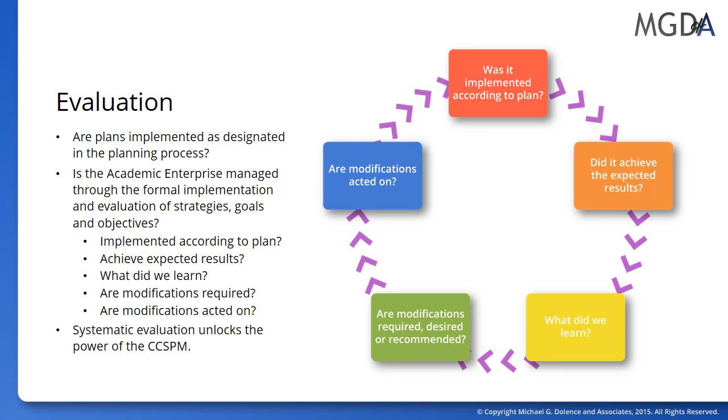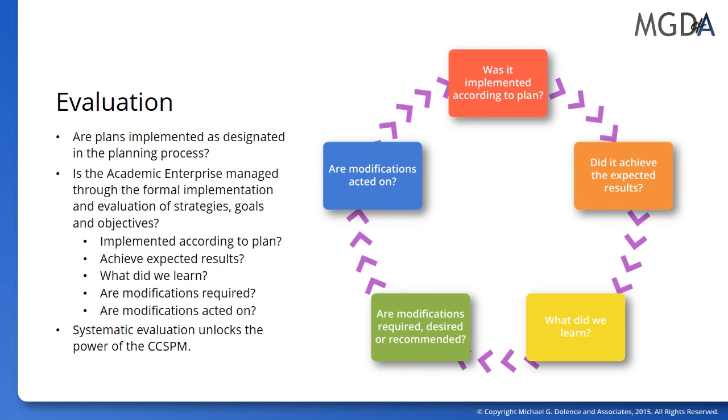Plans are implemented by units and individuals designated in the planning process. The academic enterprise is managed through the formal implementation and evaluation of the strategies, goals, and objectives developed in the CCSPM process. SGOs are themselves monitored and evaluated and modified as necessary as their effectiveness on the organization's KPIs and efficiency become known. Key questions in the evaluation process are: was the initiative implemented according to plan?